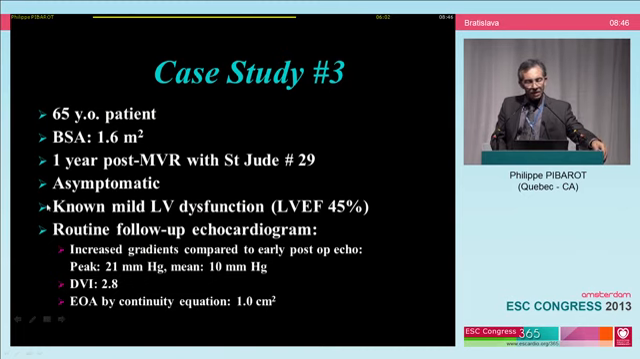The third case, very rapidly, is again a patient 1 year post-MVR, again with a bileaflet mechanical valve, again asymptomatic. And what we were worried about here is that the gradient increased from the early post-op to baseline. Now, at 1 year, we have a mean gradient of 10, which is high for a mitral prosthesis. DVI is also increased to 0.8, and the AOA by continuity equation is small.